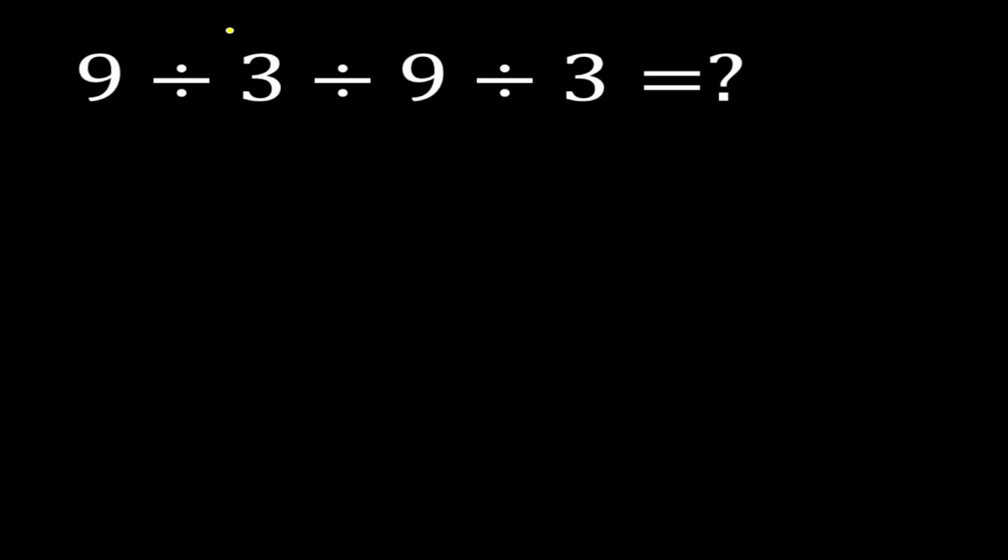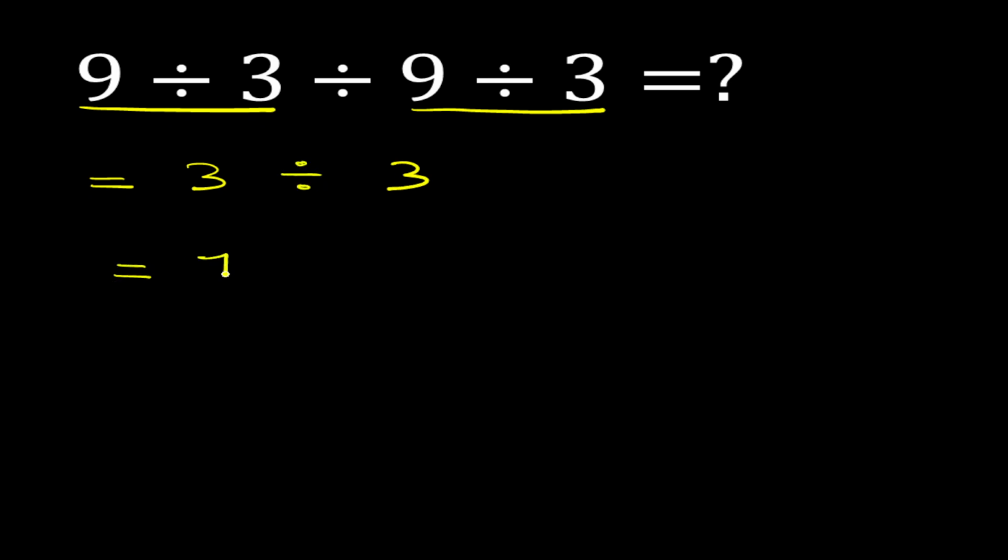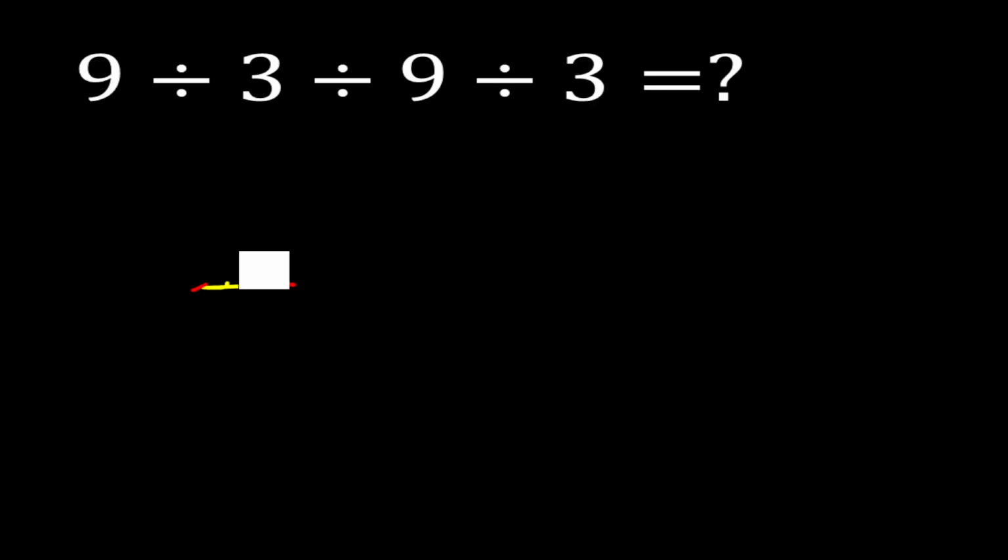So most people solve this question like 9 divided by 3 is equal to 3. And again 9 divided by 3 is equal to also 3. Now 3 divided by 3 is equal to 1. But this answer is not correct. This answer is completely wrong. So now let's solve this problem correctly by using a PEMDAS rule, right?